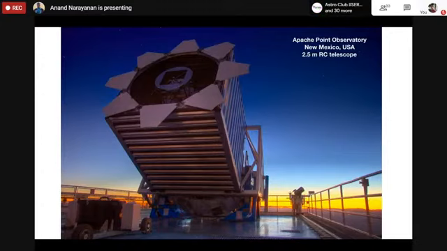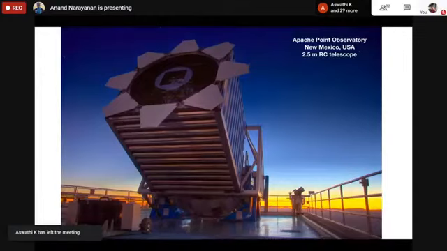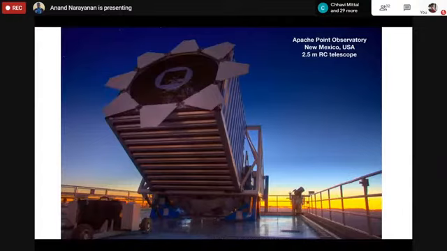So that will only tell us where the galaxies are located in the sky. If you want to know the 3D architecture of the universe, we also need to know how far away these galaxies are from us. And for that, we need to measure their redshift. And in order to measure the redshift, we need to record the spectrum of these galaxies, which means we need a spectrograph.